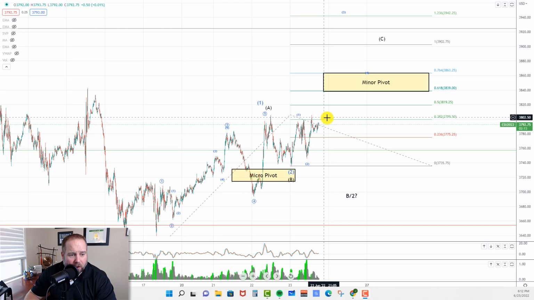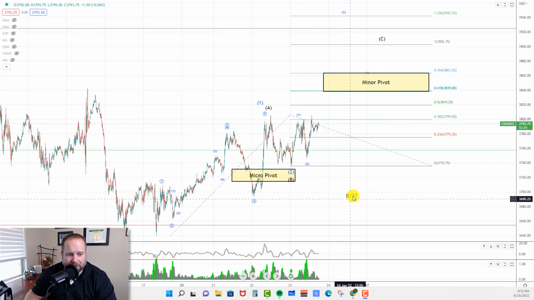So that's what we're looking for on the S&P 500: either the bullish breakout and then see if they hold the pivot, or a breakdown back into our support area for a bigger wave B.